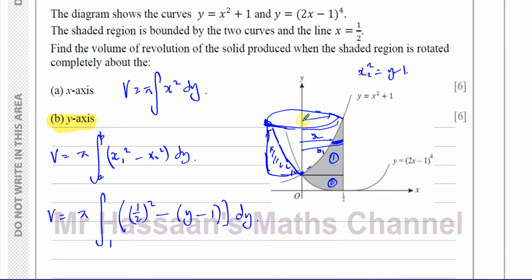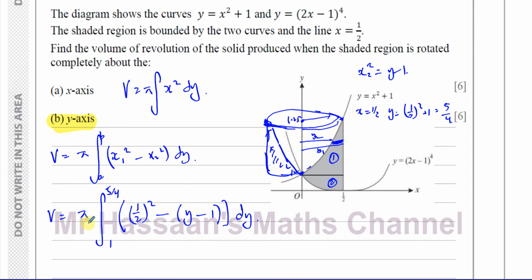That limit up there is where this line, x equals a half, meets this curve. So when x equals a half, y equals a half squared plus 1, which is a quarter plus 1, which is 5 over 4, 1.25. So that's the point, 1.25, and that's going to be the upper limit. I'll put 5 over 4 as a fraction. I think fractions are easy to work with here.